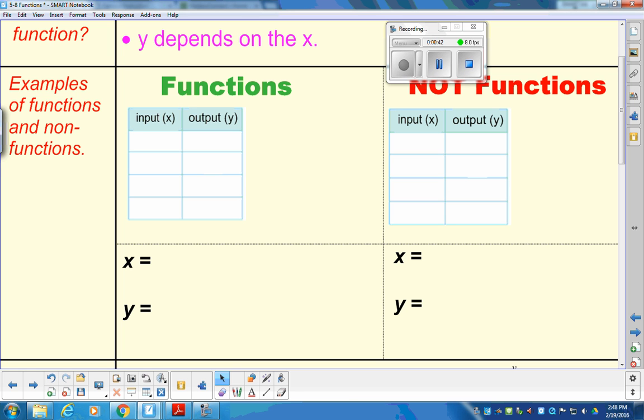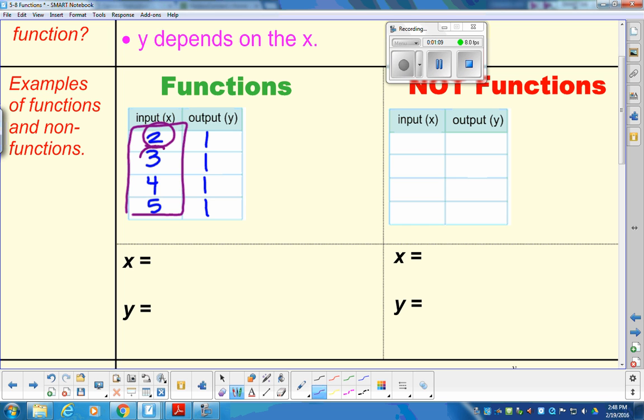So in a table, if I have this table and I have an input of 2, 3, 4, and 5. And when I put the 2 in, a 1 comes out. And I put a 3 in and the 1 comes out. And I put a 4 in, the 1 comes out. And I put a 5 in the function and a 1 comes out. This would be considered a function because everything that I put in was different. So I have all different input values.